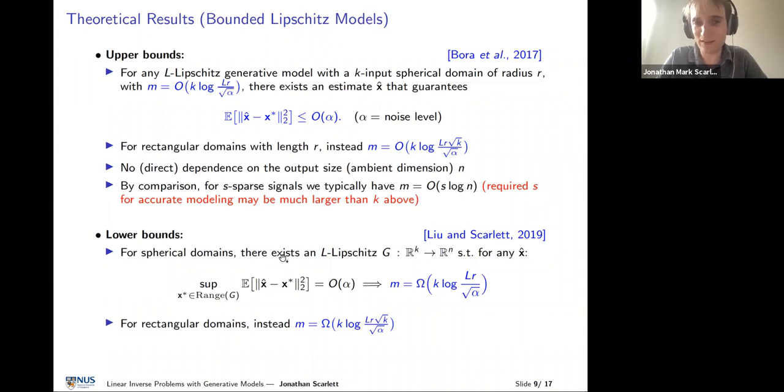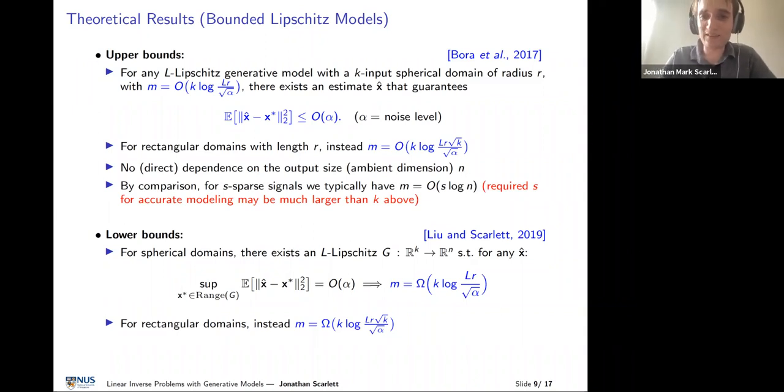So the result is here. There exists a Lipschitz continuous generative model such that if you get the same guarantee, you must have at least the above number of measurements, up to constant factors. So big O and big omega are just hiding constant factors. We haven't pinpointed the constants, but we have at least pinpointed the scaling laws. And same for rectangular domains. The upper and lower bounds match in that case as well.